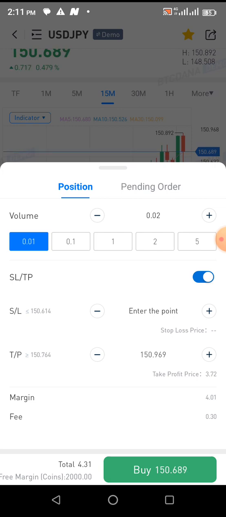Okay, the more money you have, the more it determines the kind of lot size you will use. If you have small money, please use 0.01. As a beginner, use 0.01. Even if you have so much money, as a beginner, use 0.01 until you master the trade. When you master the trade, you can use big lot size.